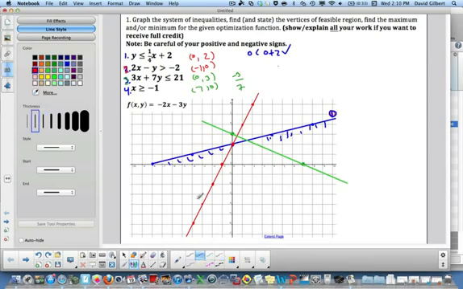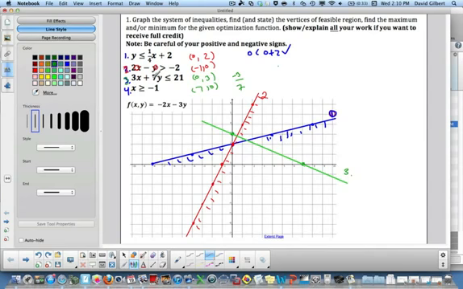And then test the red line. Which one is this? I don't remember. Well, this is line number 2. I use the color code, you're using the number code. So, test it. Is 0 minus 0 greater than -2? Yes, it is. So, we include the origin.